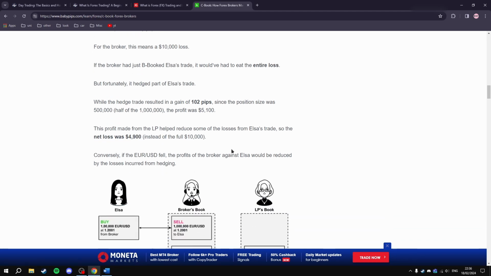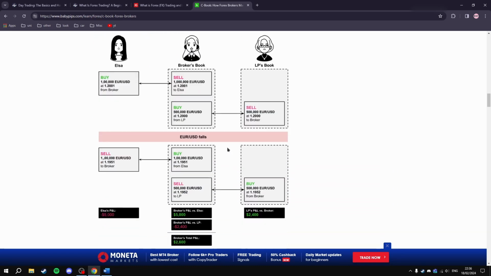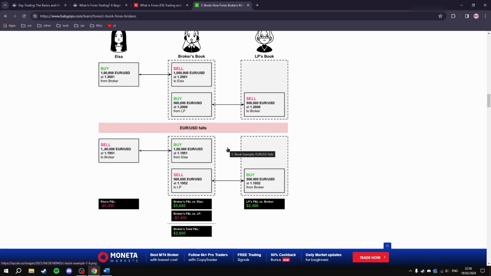Conversely, if the Euro USD fell, the profits of the broker against Elsa would be reduced by the losses incurred from hedging. So the broker would gain more? Yeah, the broker would gain more profit here.